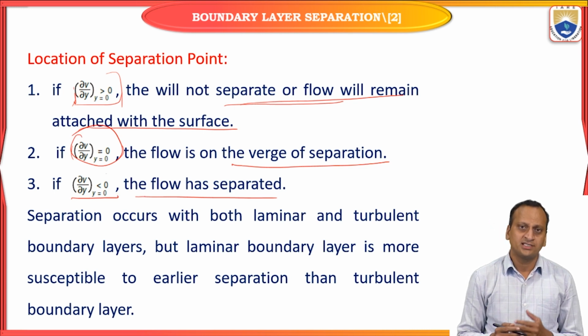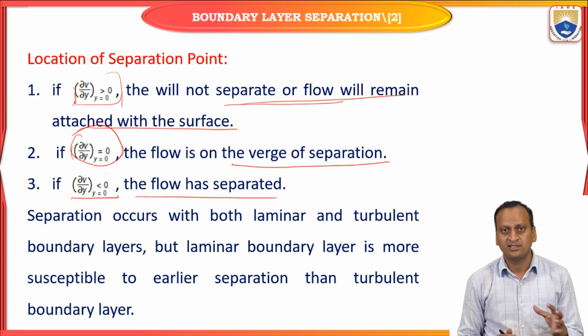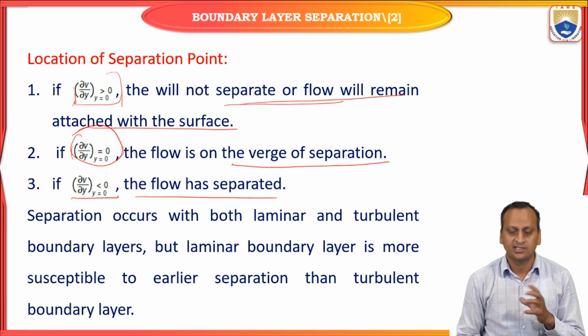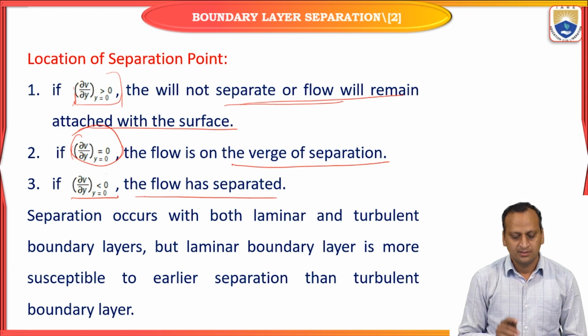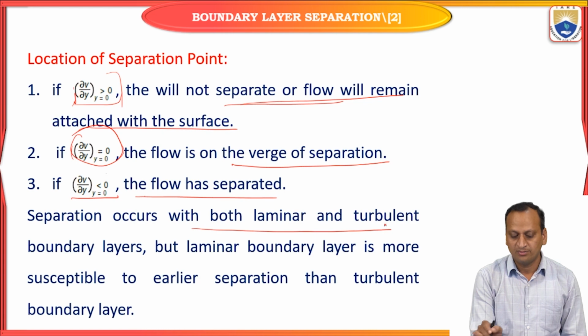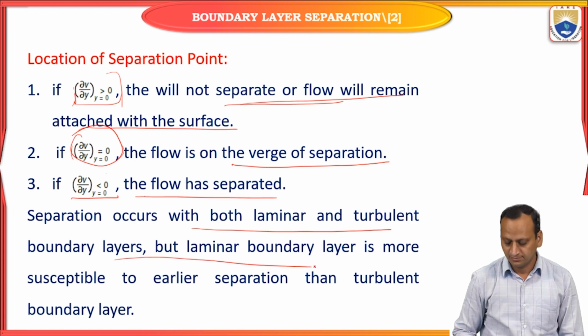Based on this velocity gradient, the pressure gradient also will vary, but that describes the thickness of the boundary layer. In case of the velocity gradient, by observing it, we can say whether the boundary layer is separated, at the verge of separation, or already separated. So separation occurs with both laminar and turbulent boundary layers.